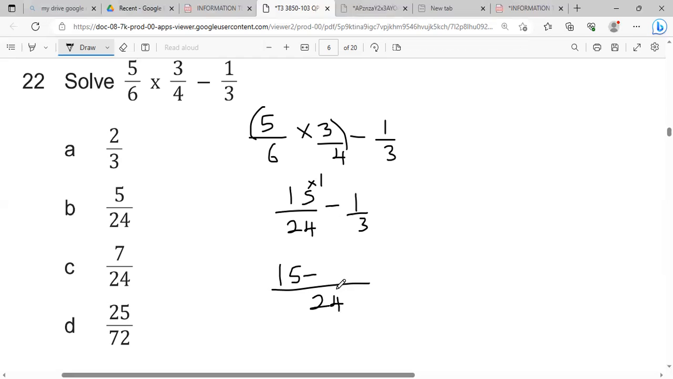Minus 3 into 24, that goes 8 times. 1 times 8, that's 8. And then we subtract, that's 7 over 24. So our answer would be C.